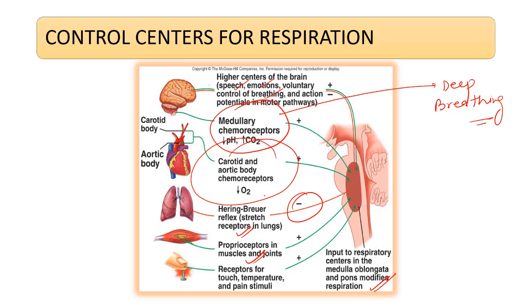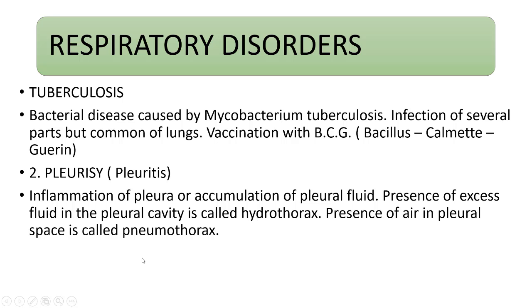Receptors for touch, temperature, and pain stimuli also give direct input to the respiratory centers in the medulla oblongata and pons for the modification of respiration. So higher centers of the brain, medulla chemoreceptors, carotid and aortic body chemoreceptors, Hering-Breuer reflex, stretch receptors in the lungs, proprioception in muscles and joints, they all have their impact. We can say the higher centers of the brain can perform dual function, both inhibition as well as stimulation. Hering-Breuer reflex inhibits the rate of respiration.